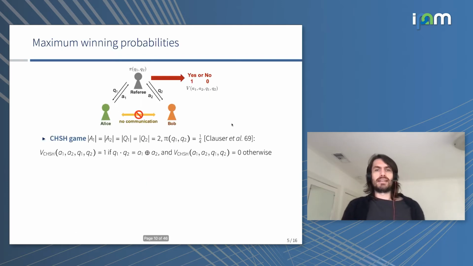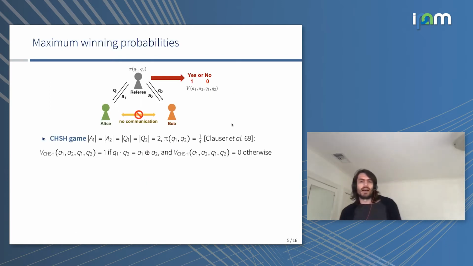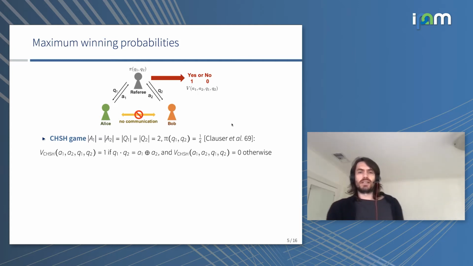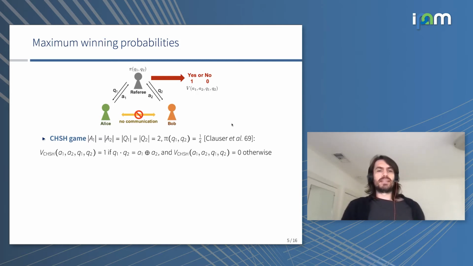A very well-known example is the so-called CHSH game, or CHSH Bell inequality. What we're interested in here is the maximum probability that these players can win the game. In this simple CHSH game, the number of questions as well as the number of answers are all equal to 2, and the questions are chosen uniformly, with the same probability. The CHSH game has a very special structure: the rule matrix has a 1 whenever the product of Q1 times Q2 is equal to A1 plus A2 modulo 2, and is 0 otherwise.